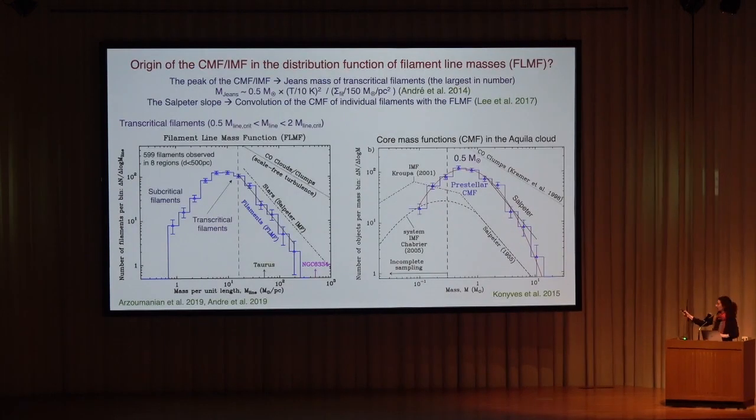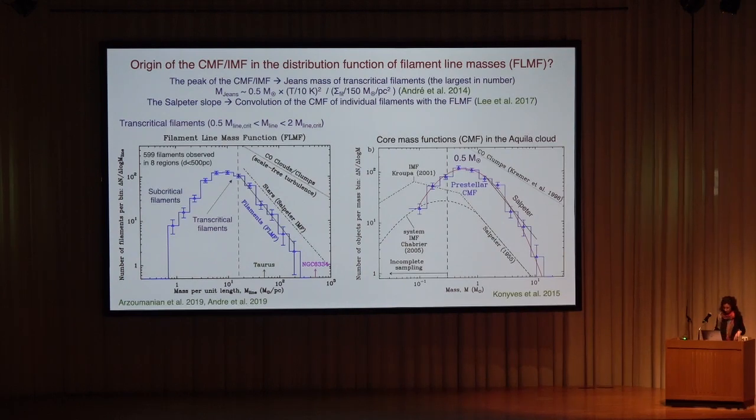And so now if we look at the full filament line mass function, the one that I showed earlier, we can see that the star-forming filaments are dominated by transcritical filaments, so filaments that have line masses close to 16 solar mass per parsec, and the Jeans mass of these filaments is of the order of 0.5 solar mass, which corresponds actually to the peak of the observed prestellar core mass function, which is shown here in blue, which suggests that the critical filaments are fragmenting into cores that correspond to the peak of the core mass function.